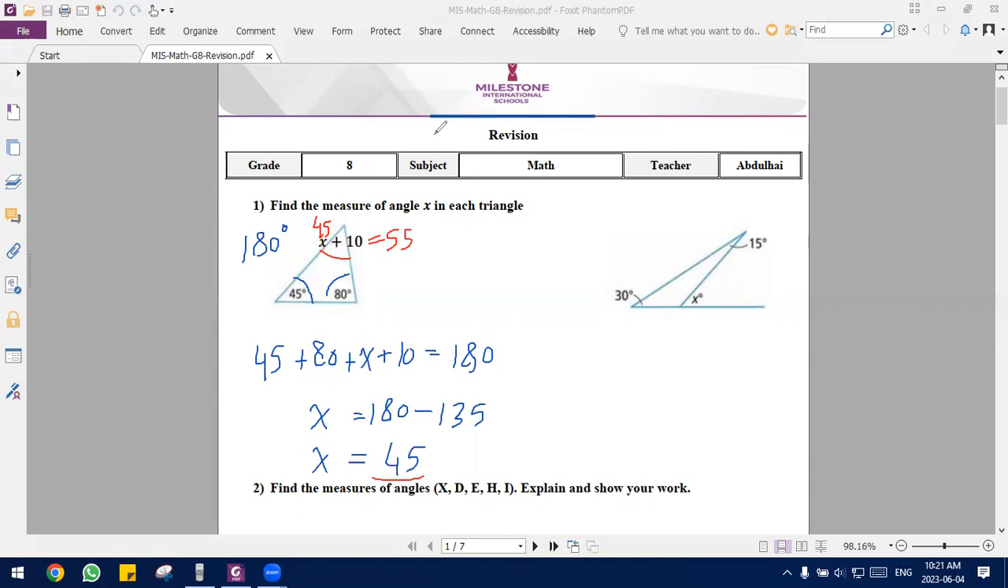Now for the second part, we have here x, which is not inside the triangle. So we call x an exterior angle. There's a theorem that says that the exterior angle is equal to the sum of the other two remote angles. So x here is equal to the sum of these two remote angles. So 30 plus 15 equal to 45 degrees.